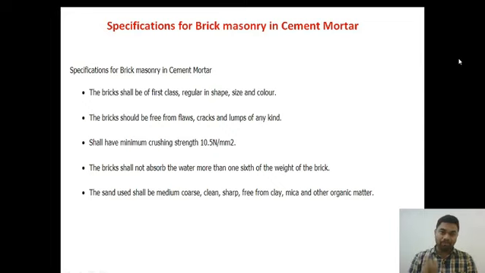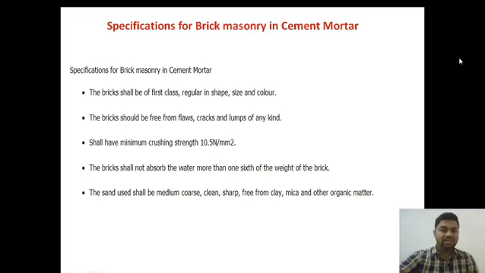It should be in proper shape, it should not be broken at the edges or broken from the middle. It should be of regular shape, size and color. The brick should be free from flaws, cracks and lumps of any kind.